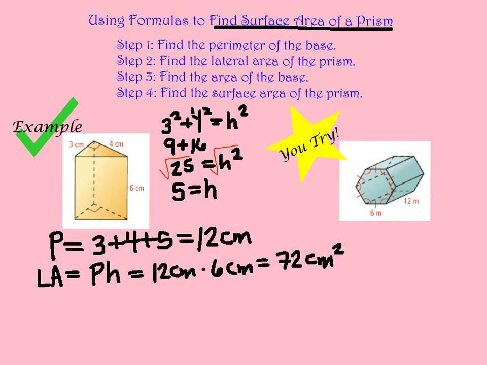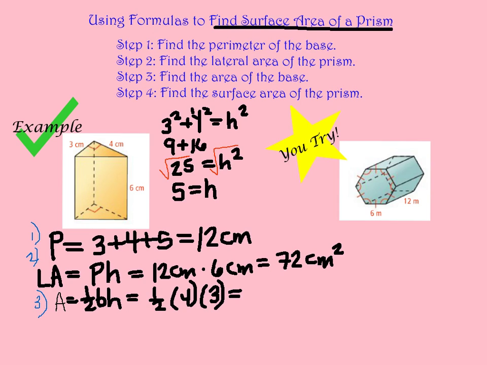Step 3 says, find the area of the base. And let me number these steps. This was step 1, this was step 2. So step 3, find the area of the base. Well, our base is a triangle, and the area of a triangle, that formula, is 1/2 base times height. So filling this in, we know the base here is 4, so 1/2 times 4, and the height is 3. So 1/2, 4 times 3, 4 times 3 is 12, and half of that is 6. And this is going to be 6 centimeters squared.